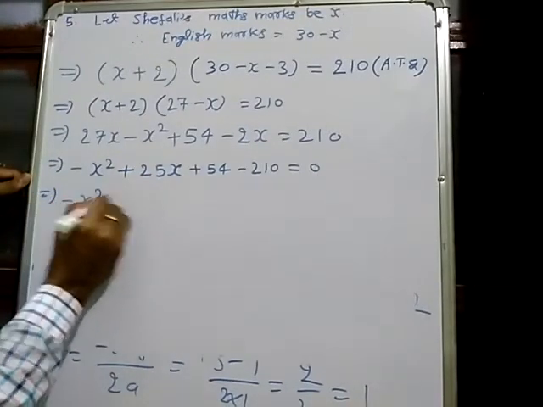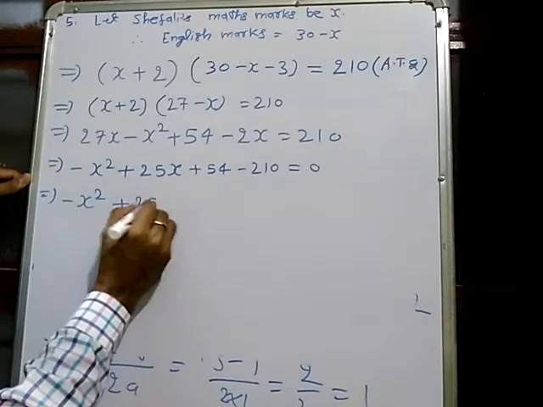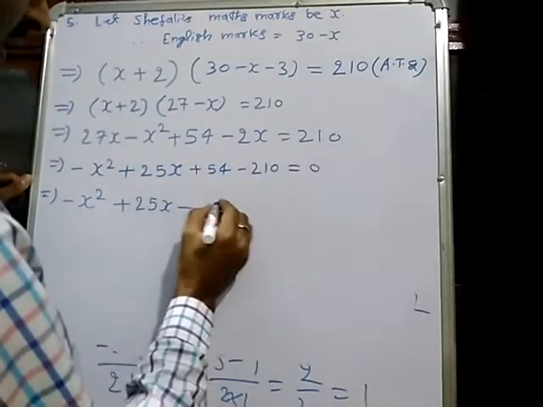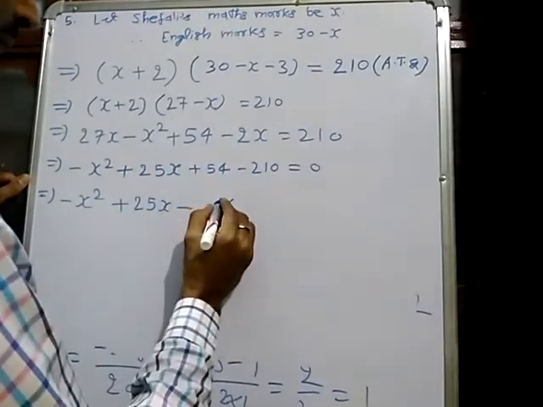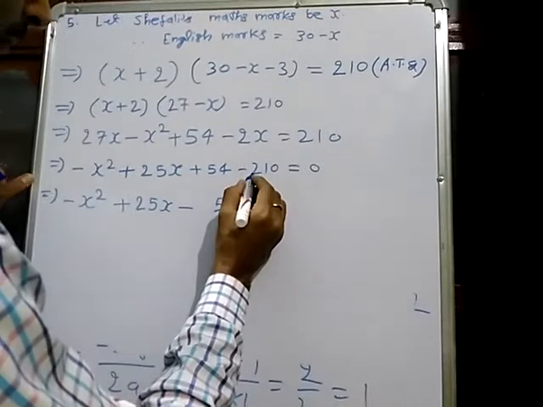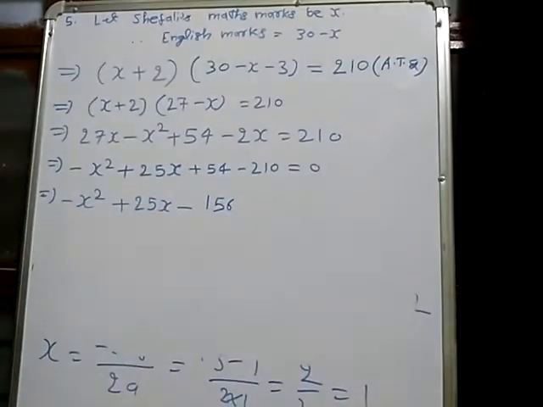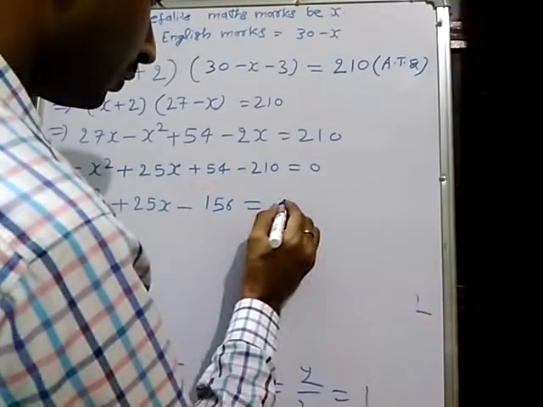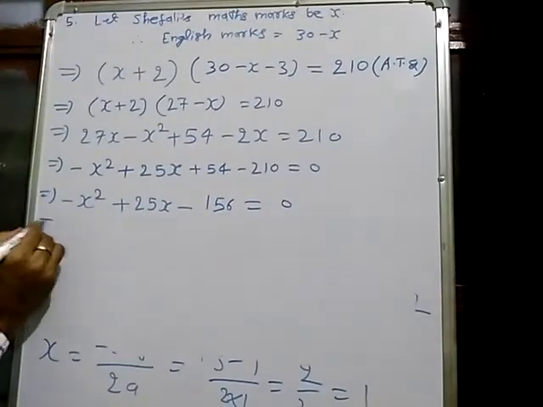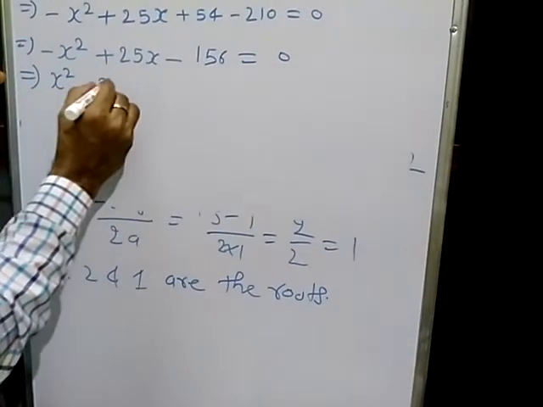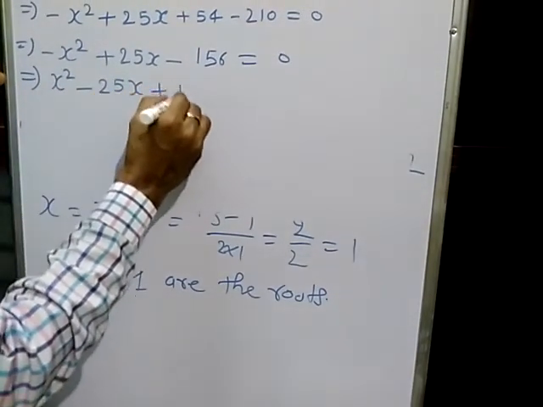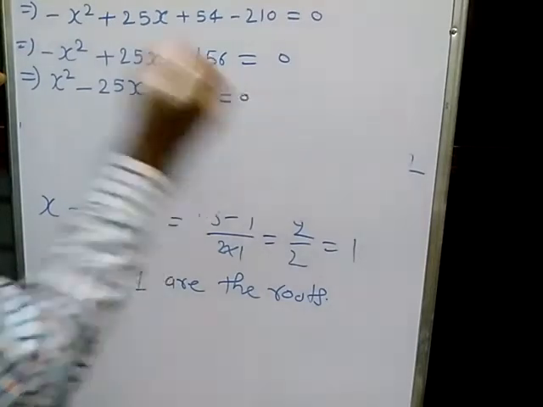So minus x square plus 25x, 54 minus 210 we get minus 156, is equal to 0. Look, this term is negative, so we take minus common and transpose to the other side, so we get x square minus 25x plus 156 is equal to 0.